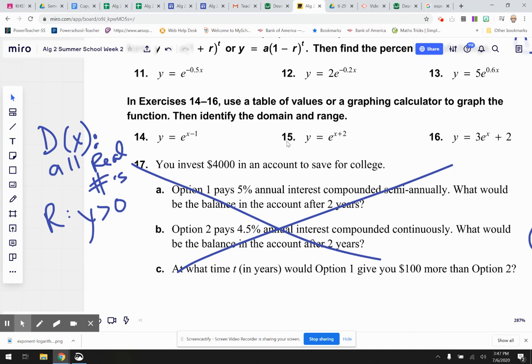So we'll cross out 15 and 16 because those are just graphing calculator ones. That should be enough on 6.2a to help you with the 6.2 puzzle. See the next video for 6.3.